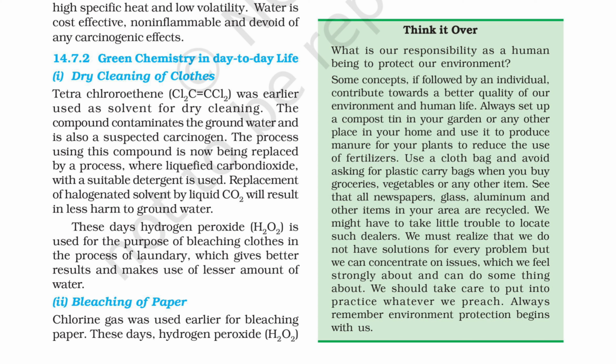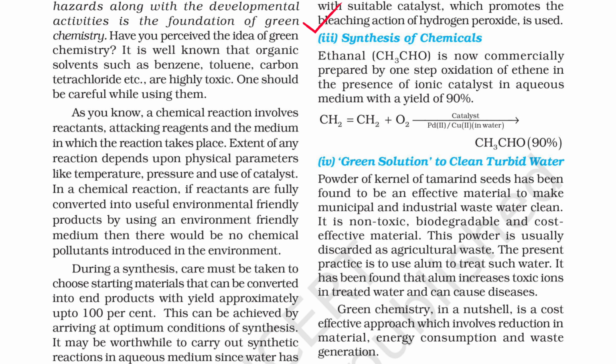These days hydrogen peroxide, H2O2, is used for the purpose of bleaching clothes in the process of laundry, which gives better results and makes use of a lesser amount of water. 2. Bleaching of paper. Chlorine gas was used earlier for bleaching paper. These days, hydrogen peroxide, H2O2, with a suitable catalyst, which promotes the bleaching action of hydrogen peroxide, is used.